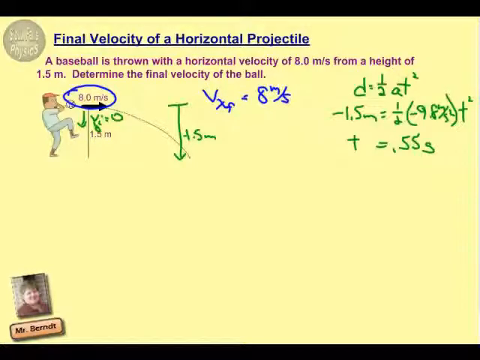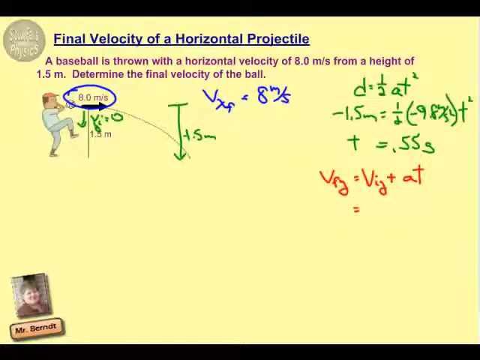Now we can use this time. We know the initial velocity in the y direction. We know the time it is in the air. We know the acceleration. Let's go to a different kinematic equation. In this case, the equation is our final velocity in the y is going to be equal to our initial velocity in the y plus at, acceleration times time.